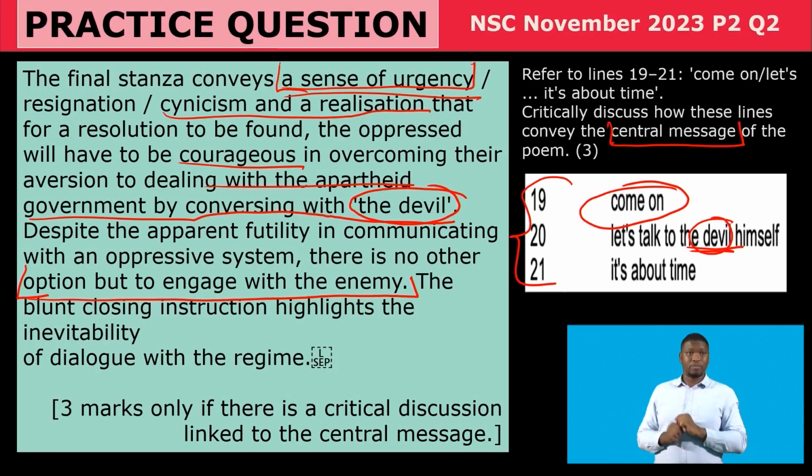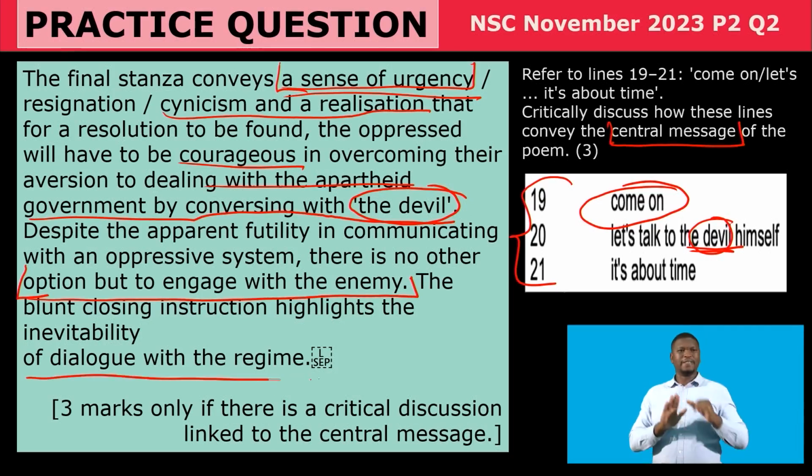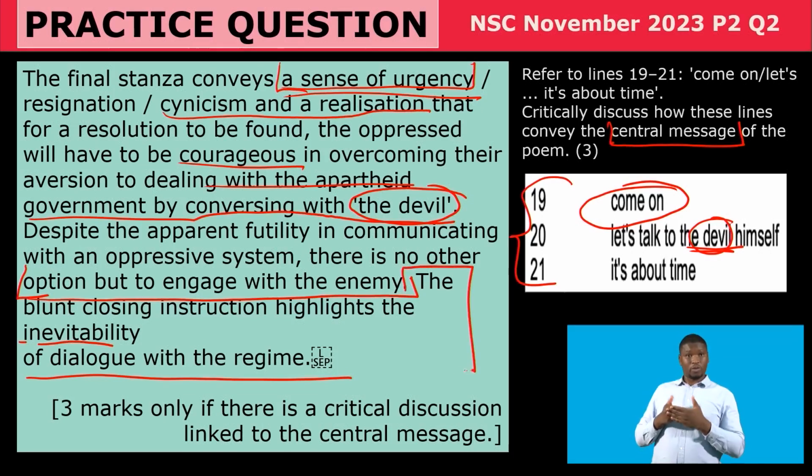The blunt closing instruction highlights the inevitability of the dialogue with the regime. So inevitability refers to it is bound to happen. 3 marks are only given to you if a critical discussion is linked to the essential message. And here, in the closing, in this little section over here, we are giving the essential message of the poem.